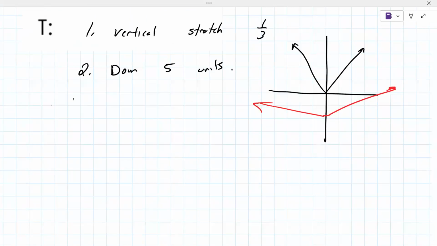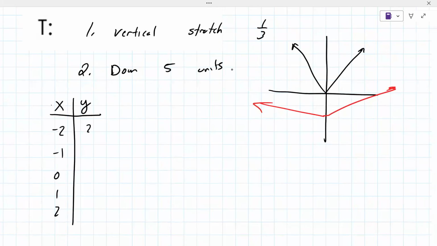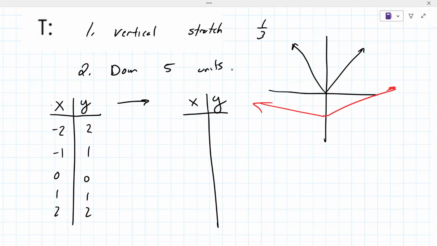Okay, so to do it right, there's a couple of things you can do. You can either use the parent function and do the transformations, or you can guess and check points that you think are good to do. So for example, the vertical stretch affects the y value and the down 5 affects the y value.